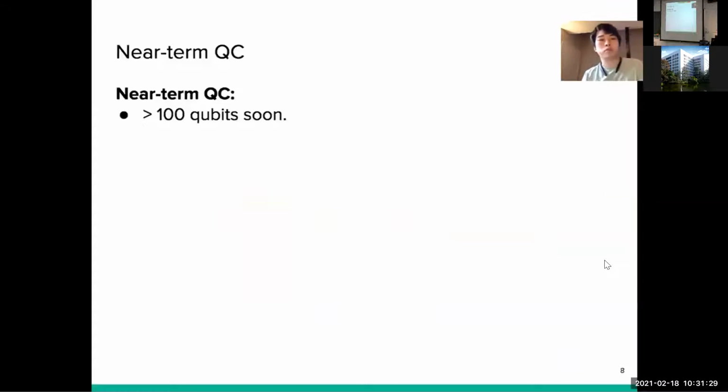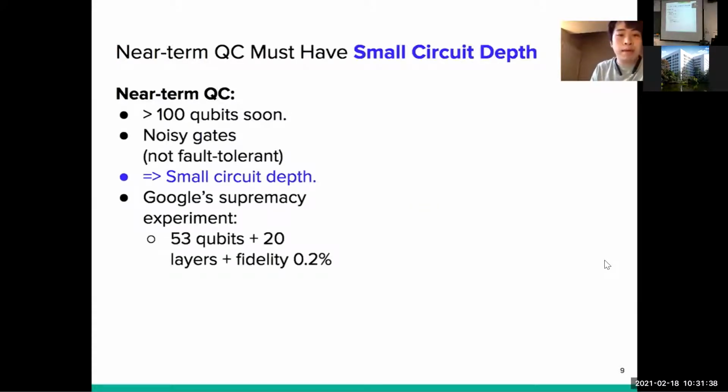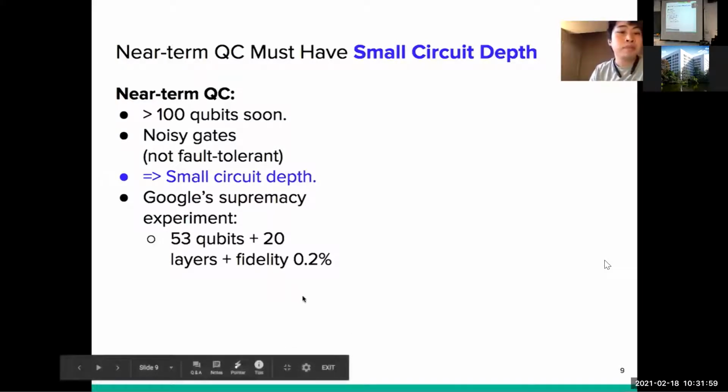Now we are ready to talk about the near-term quantum computer. For near-term quantum computers, we believe that we can have more than 100 qubits soon. But the gates will be noisy, so it is not fault tolerant. This implies that we can only have small circuits, because when you operate each gate on your qubit, it gives some noise, and that noise accumulates very fast. So you cannot operate on the same qubit too many times. So the circuit depth can only be small.